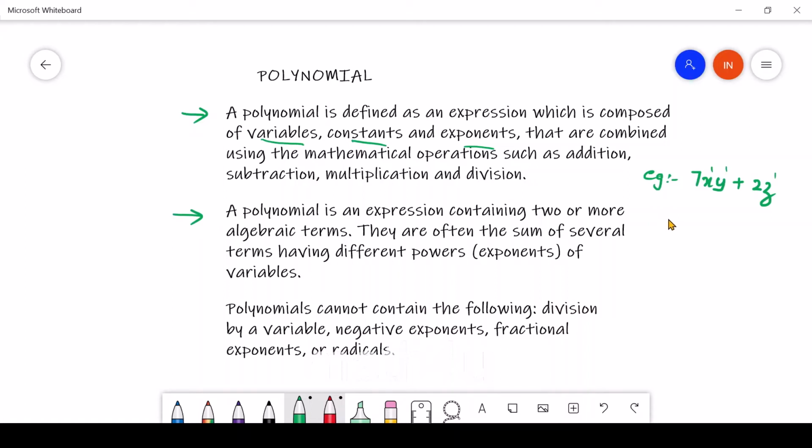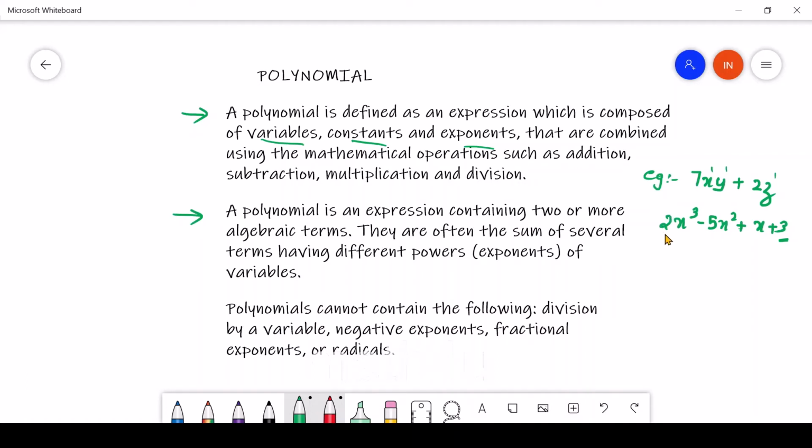Let me give another example: 2x cubed minus 5x squared plus x plus 3. So this is an addition. Here you can see subtraction, addition, the operations. There are two or more different variables, different powers, everything. There is a constant. All these are examples of polynomials.